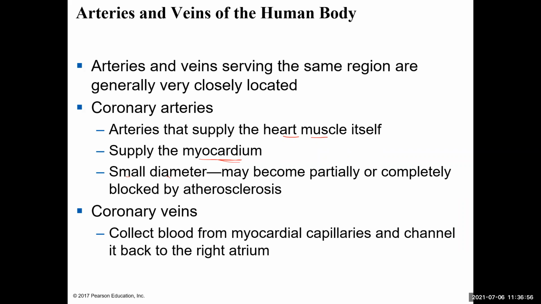And these are really small diameter because you can imagine they have to run along the outer surface of the heart. And they can become partially or completely blocked by what's known as atherosclerosis. So this is like a buildup of plaque within the arteries. And if that happens, then you may need a bypass or a stent or to clear that out, say a balloon, so that your heart muscle can get the appropriate blood and oxygen and nutrients that it needs.